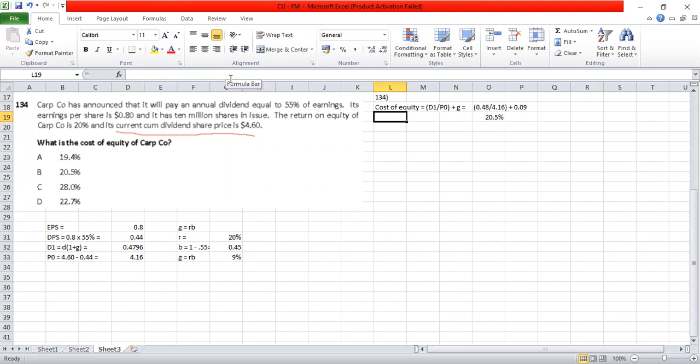Now, P0 is also not directly given as the current share price. It talks about the current price with the dividend value included. It stands at 4.60. So the dividend value we calculated, DPS, is 0.44. Deducting 0.44 from 4.60, we get the value as 4.16. After all three variables are calculated, we solve the cost of equity as 20.5%.